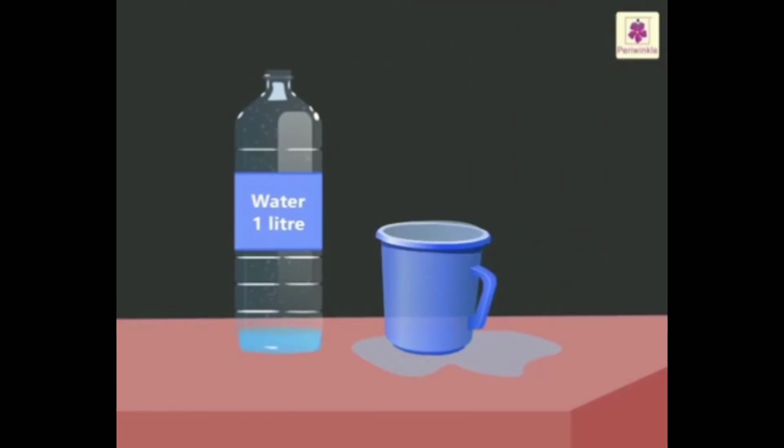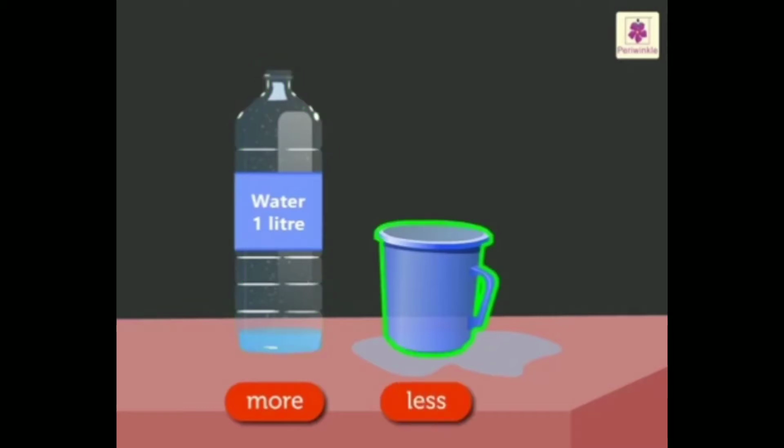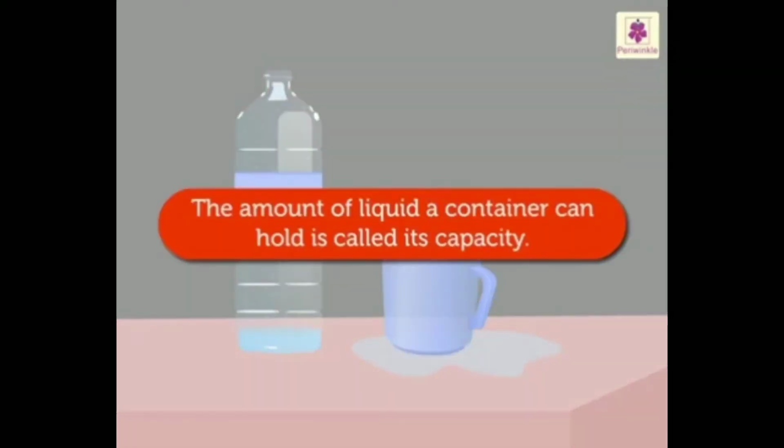So what do you observe from this is that the capacity of the jar is very little when compared to the bottle. In other words, how you can say that the capacity of the water bottle is more than the holding capacity of the jar. So only the water starts overflowing.